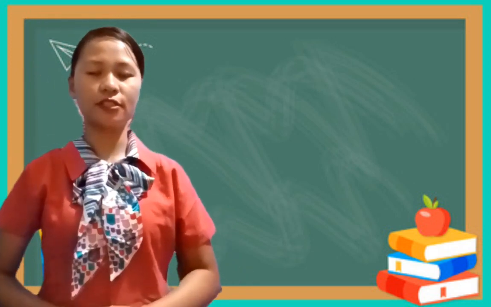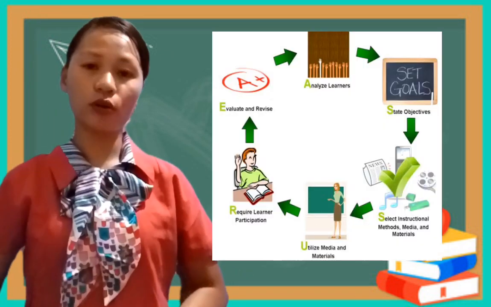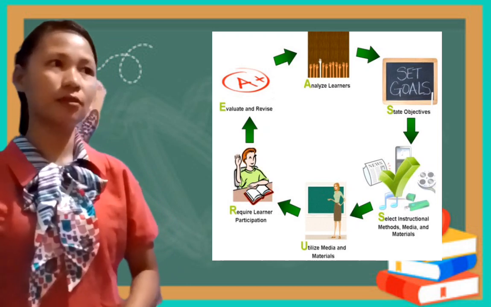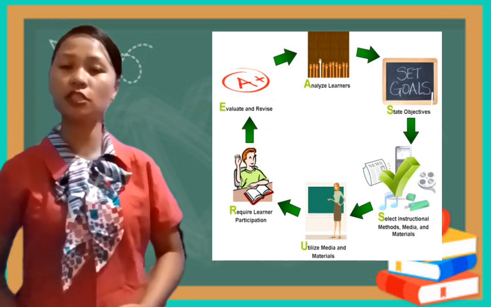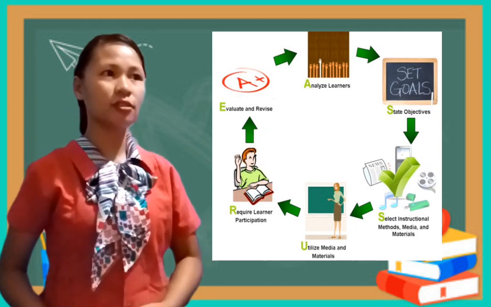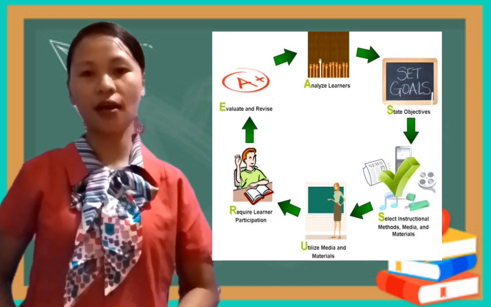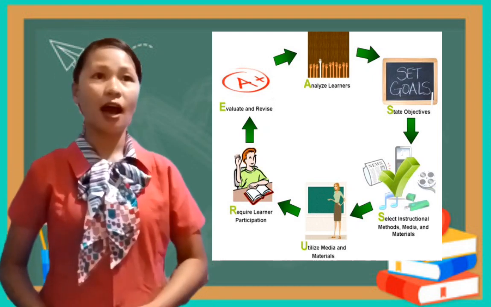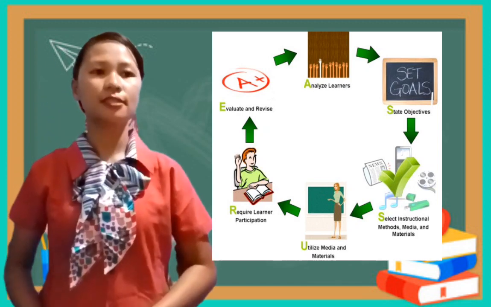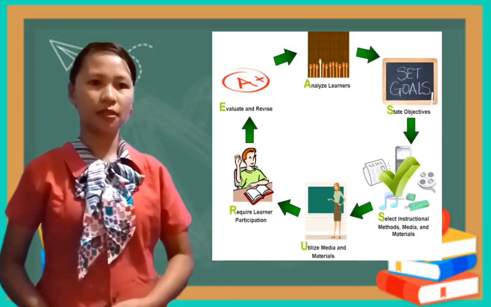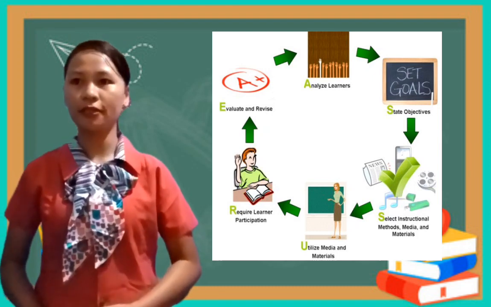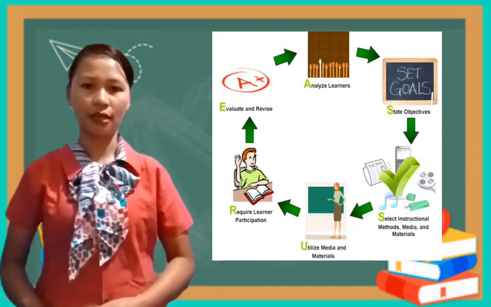The second type of instructional design model is the ASSURE model. The ASSURE model is an instructional design model that has a goal of producing more effective teaching and learning. It is a procedural guide for planning and delivering instruction that integrates technology and media into the teaching process. ASSURE stands for Analyze learners, State objectives, Select methods, media and materials, Utilize methods, media and materials, Require learner participation, Evaluate, and Revise.